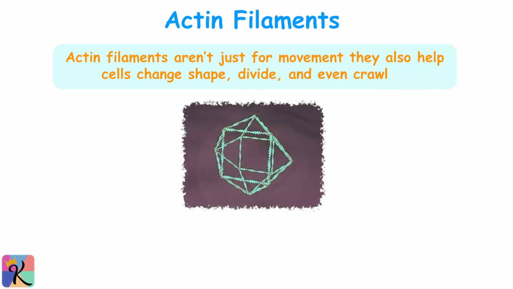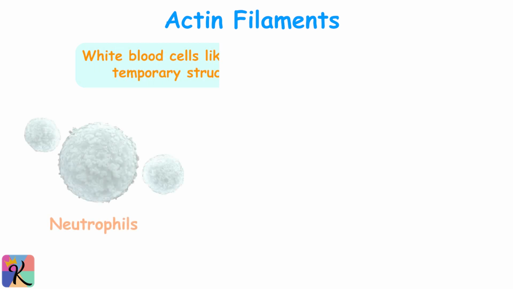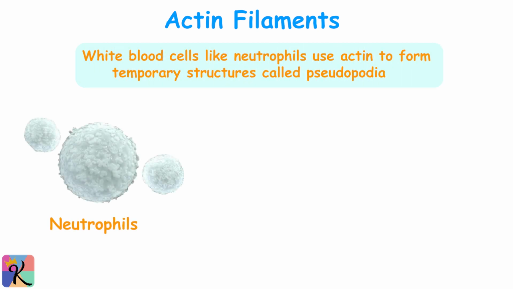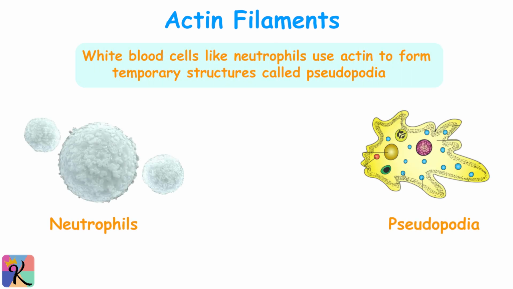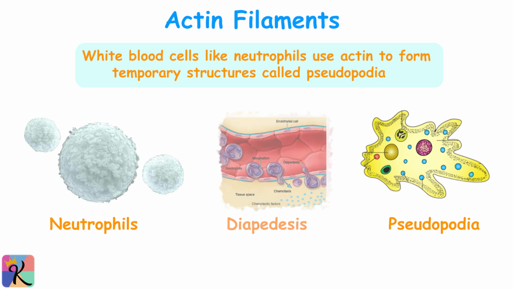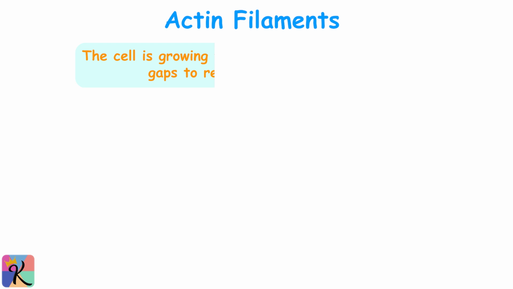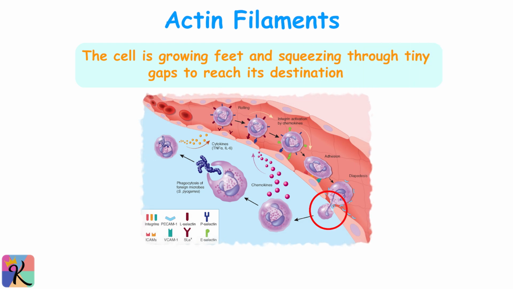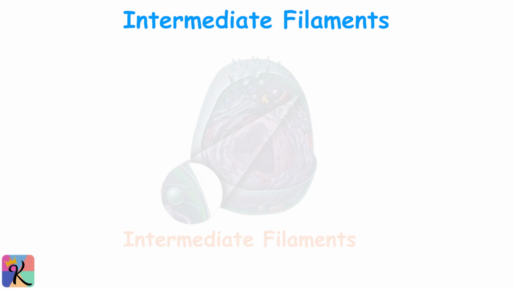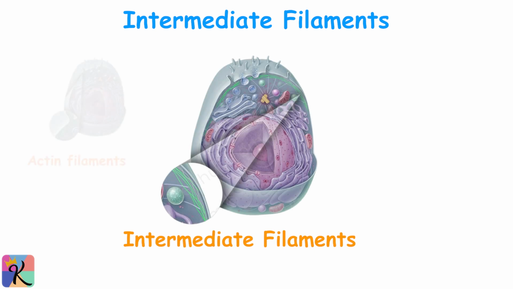For instance, white blood cells like neutrophils use actin to form temporary structures called pseudopodia, or false feet, to move through blood vessels during a process called diapedesis. It's as if the cell is growing feet and squeezing through tiny gaps to reach its destination. Pretty amazing, right?